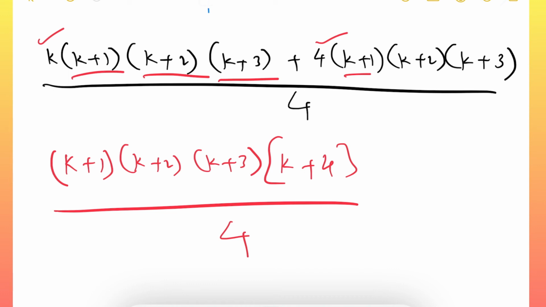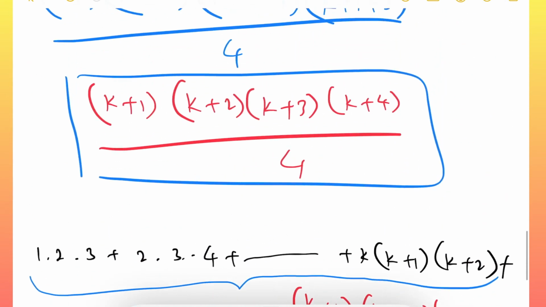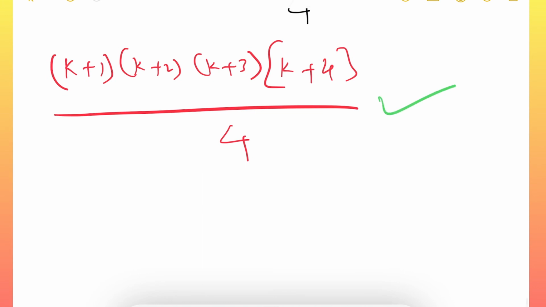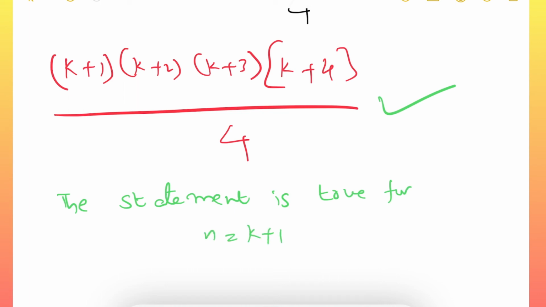Let us check this with the previous step which we need to get. Okay, this is the actual answer which we need to get, that is (k+1) into (k+2) into (k+3) into (k+4) whole divided by 4. Okay, the statement is true for n equals k plus 1.